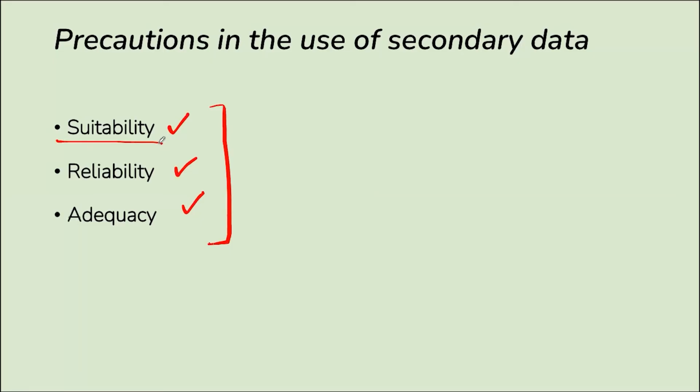So before using such data, the following aspects should be considered. Let us see what we mean by suitability. Suitability means that the investigator should ensure that the data available is suitable for the purpose of inquiry at hand. Whatever research question you have, the data which you have should be suitable for it. It should justify the nature and the scope of investigation. Then second is reliability. Reliability is very important to determine how reliable the data is and how confidently you can use it.